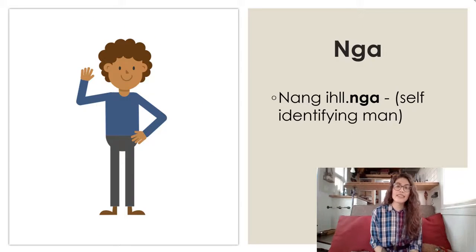Our next sound is nya. This one is a little more simple and it's often tacked on to the end of words. Can you make the sound nya? A word using this sound could be the word for a self-identifying man. Nang ijii niya. Can you say nang ijii niya?